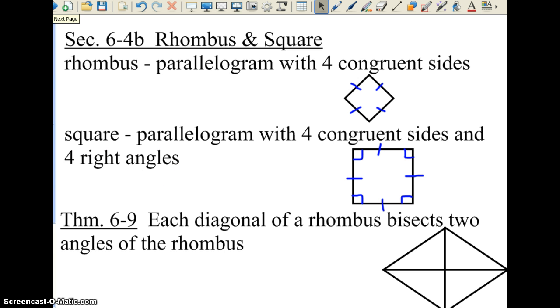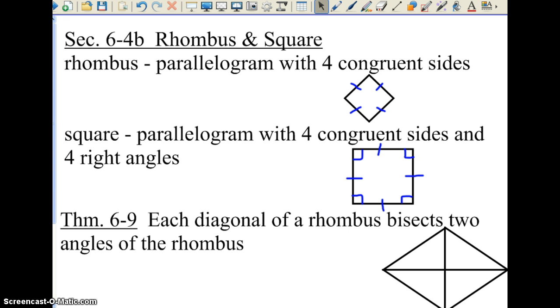Okay. Section 6.4b, rhombuses and squares. A rhombus is a parallelogram with four congruent sides. A square is a parallelogram that has four congruent sides and four right angles. So we're talking about those two shapes, those two quadrilaterals.